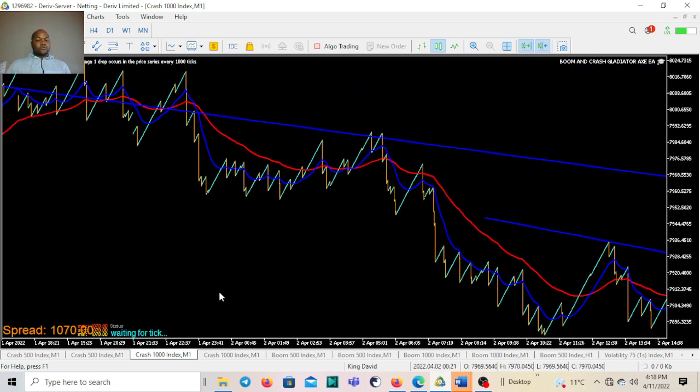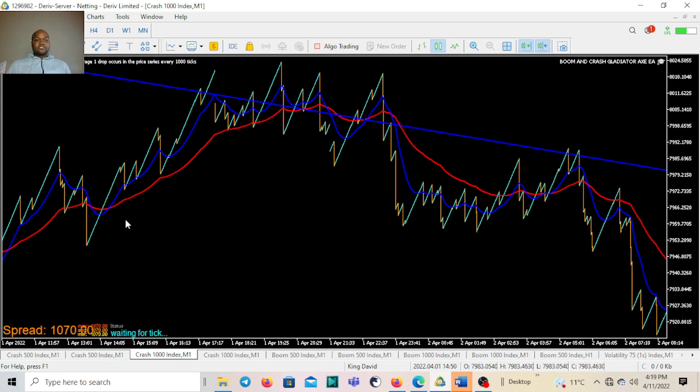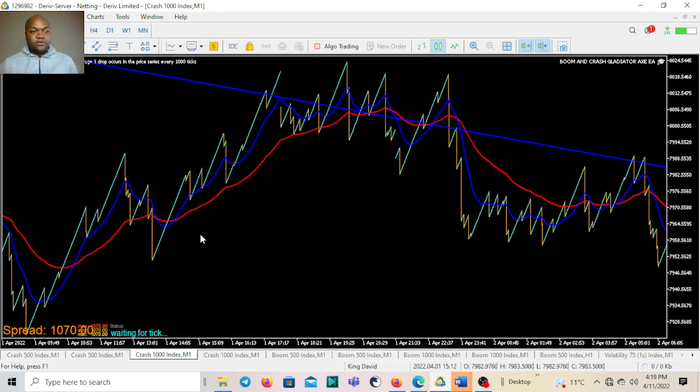This strategy works in boom 1000, boom 500, boom 300, and also crash 1000, crash 500, crash 1500 and 300. This is the simplest method that you can use to trade boom and crash. This method can also work in volatility.